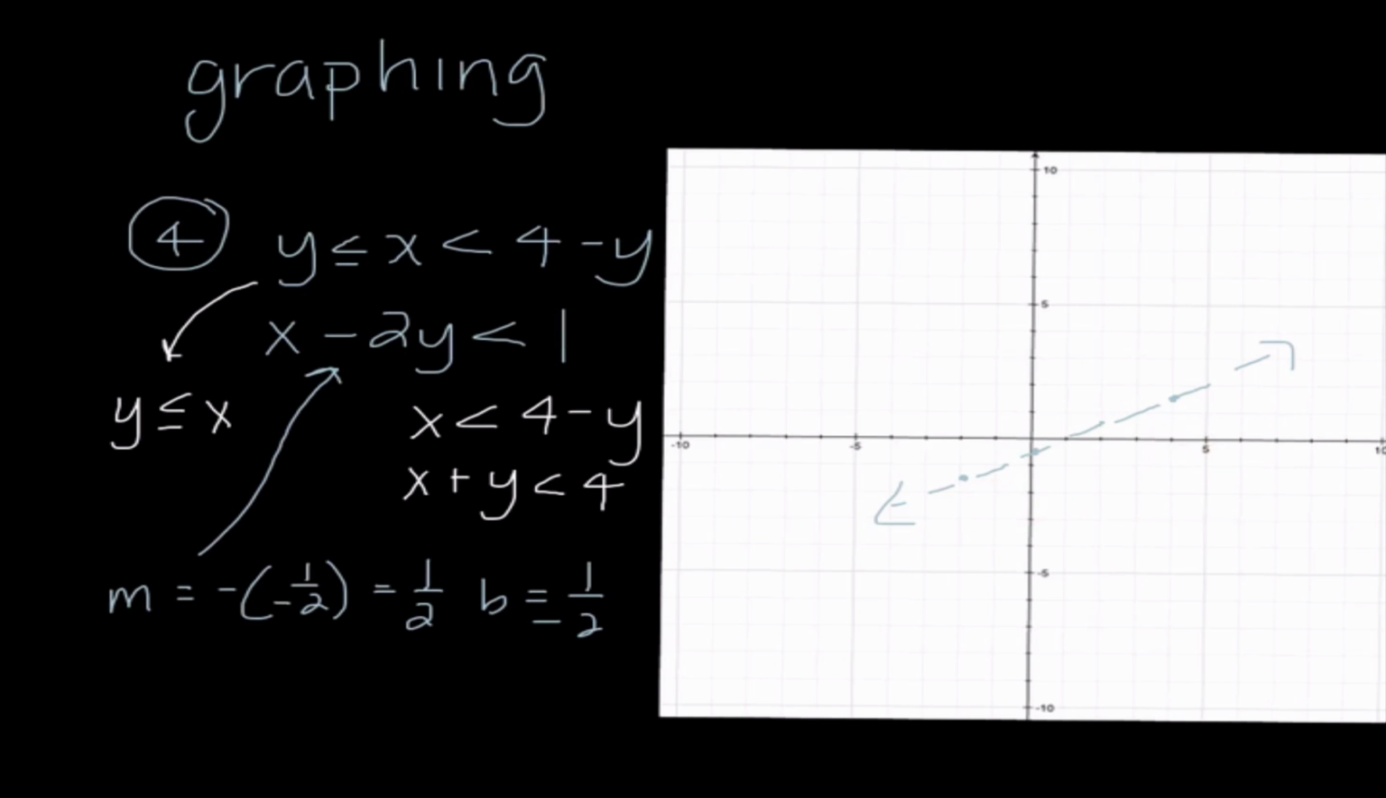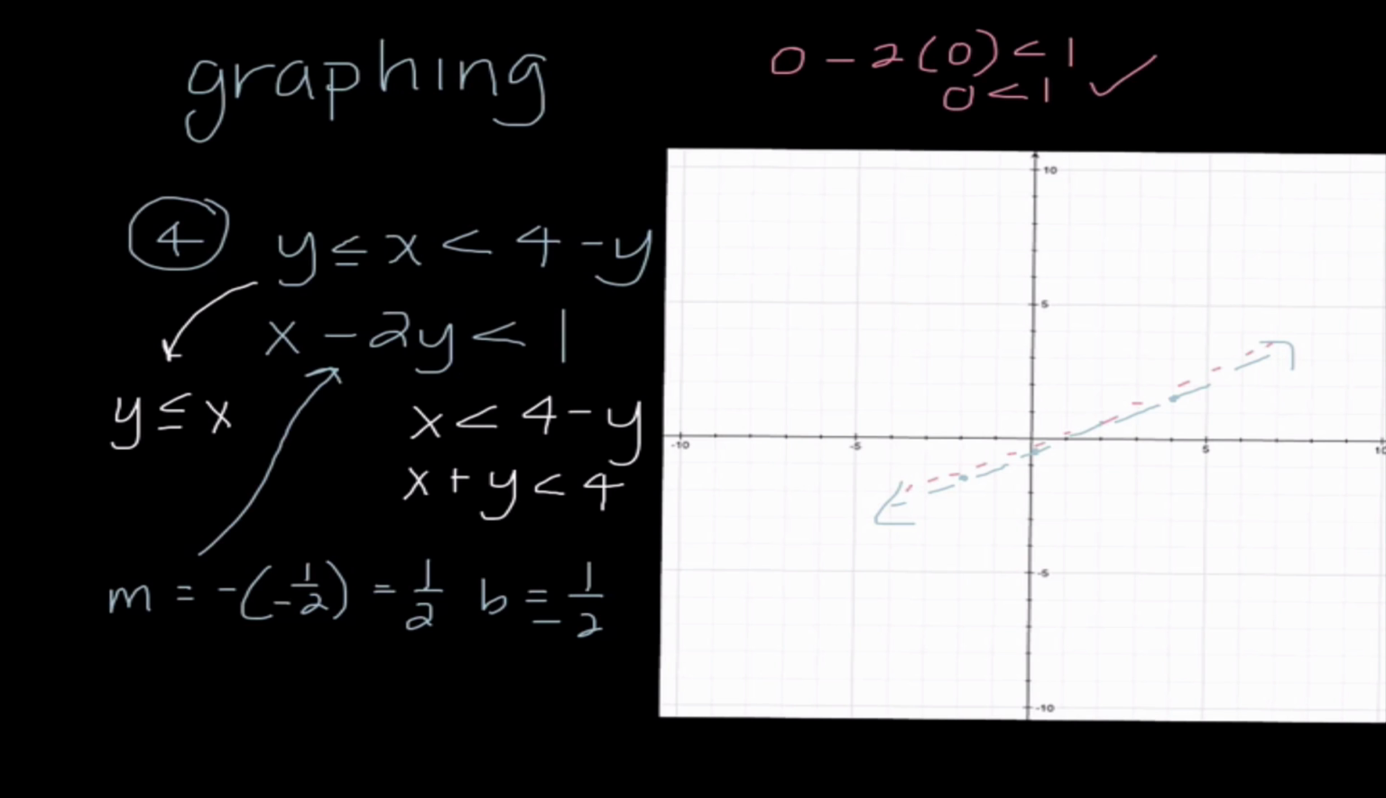So I'm going to substitute in 0 minus 2 times 0 is less than 1. Is 0 less than 1? And that is a true statement. So I'm just going to draw like a little dashed line on that side to tell myself that's the side I would shade on. The reason why I'm choosing that side is because that's where 0, 0 was.